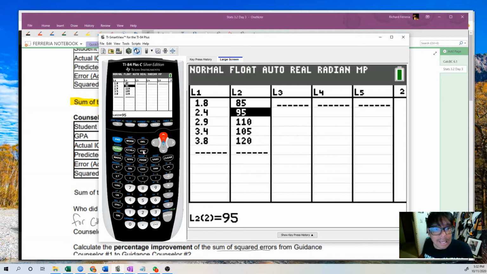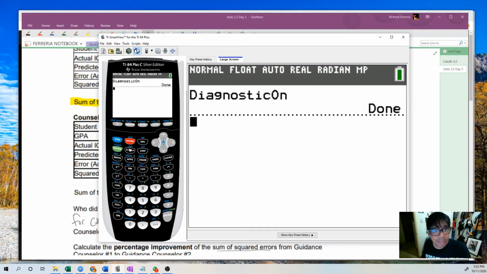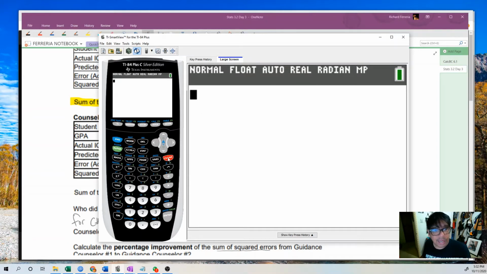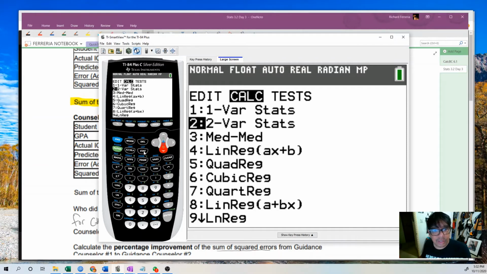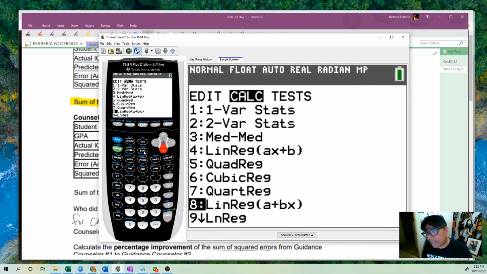Just like every other regression we do, we're going to push second, quit. And then from the home screen, let's clear that again. I like a clear screen. You'll push stat, calculate, and then we're going to calculate a plus bx. Remember, a plus bx is the preferred way to write a linear regression in statistics. And the reason why it's that way is for multi-explanatory variable regressions. You don't need to go there.